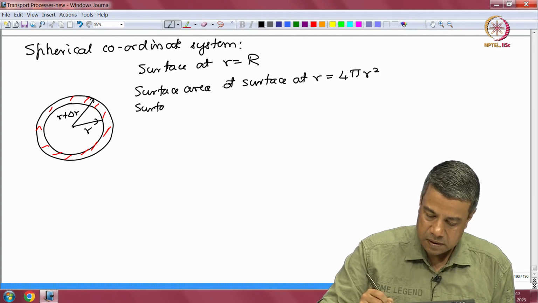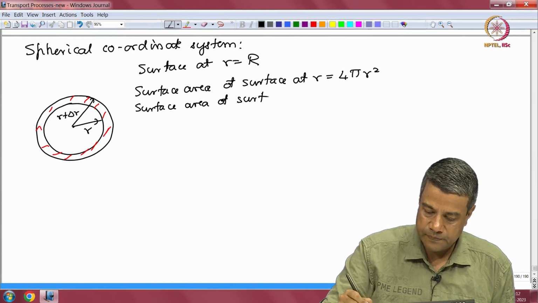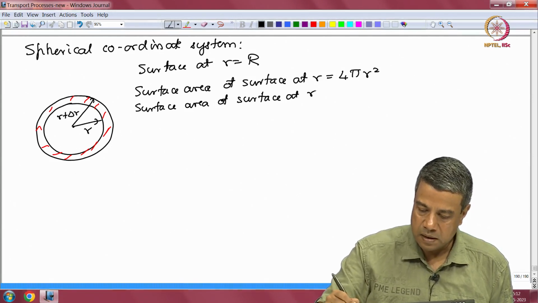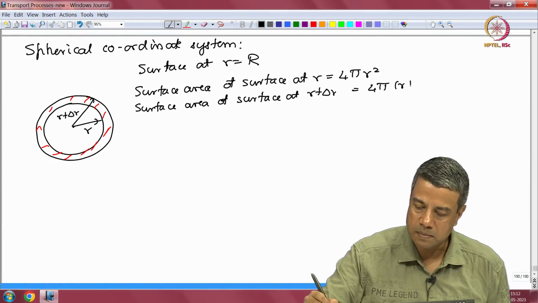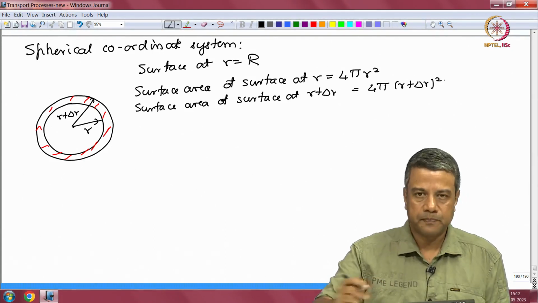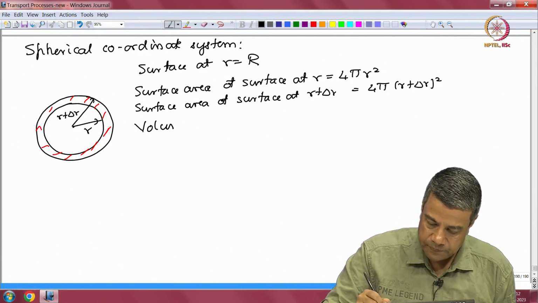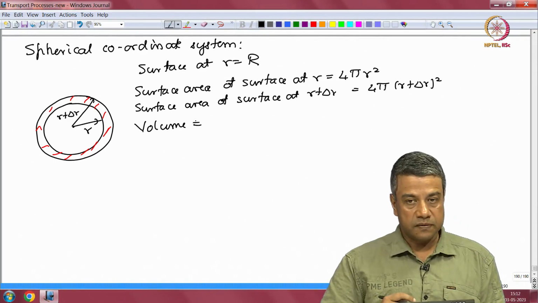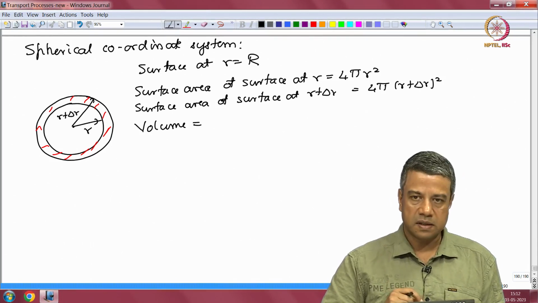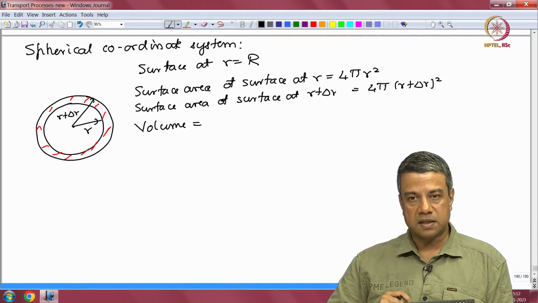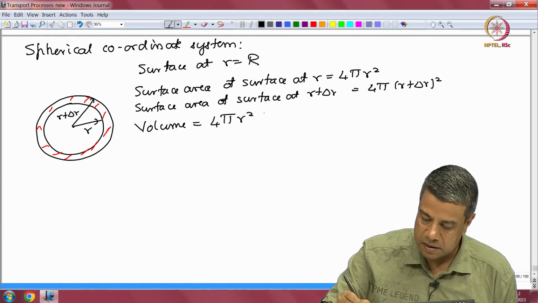Surface area of the surface at r plus delta r is equal to 4 pi into r plus delta r the whole square. And the volume is going to be equal to the surface area times the thickness of the shell. Thickness is delta r. So, this is 4 pi r square delta r.